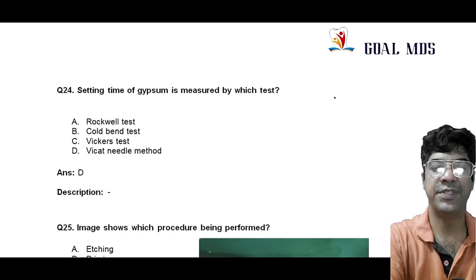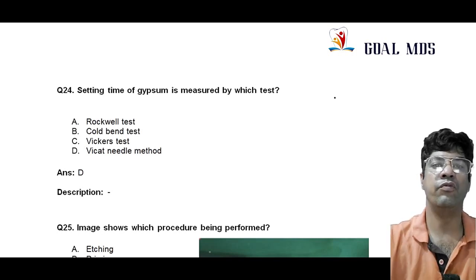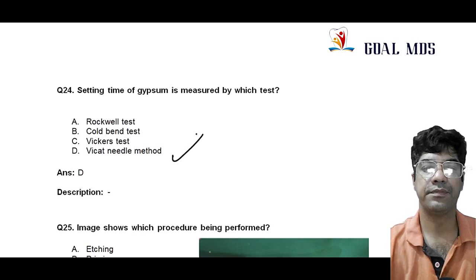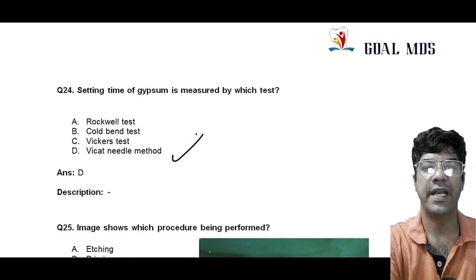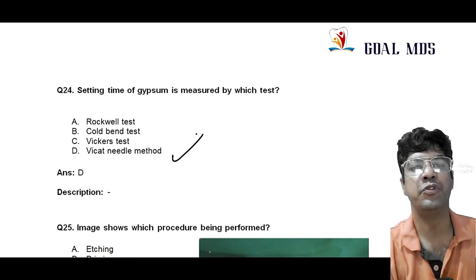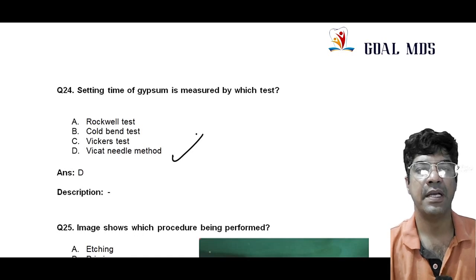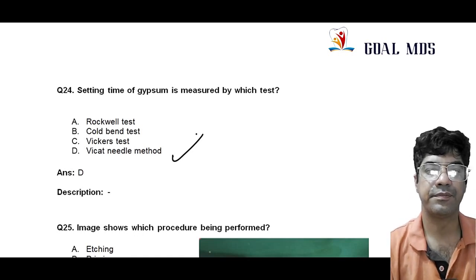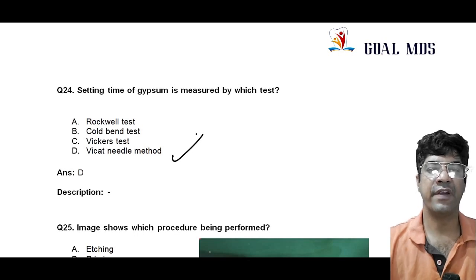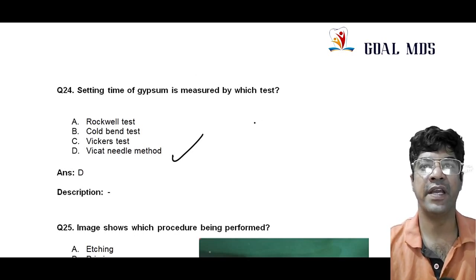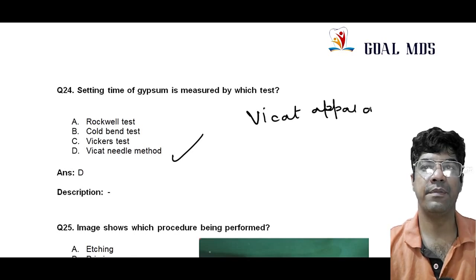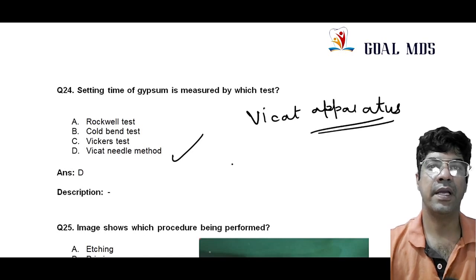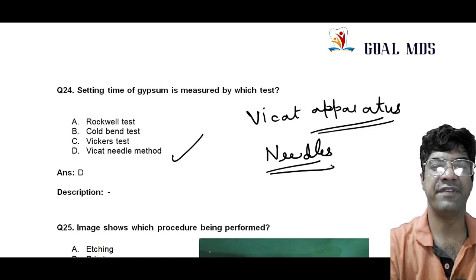The setting time of gypsum is measured through the Vicat needle. The Vicat needle is a laboratory apparatus that is used to determine the setting time of cement, gypsum and other materials. The Vicat apparatus consists of a metal frame with a vertical guide rod. It has Vicat needles that come in various diameters and shapes.